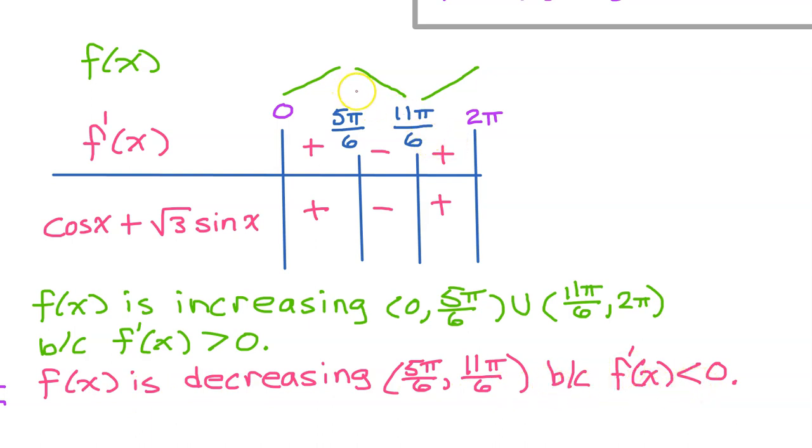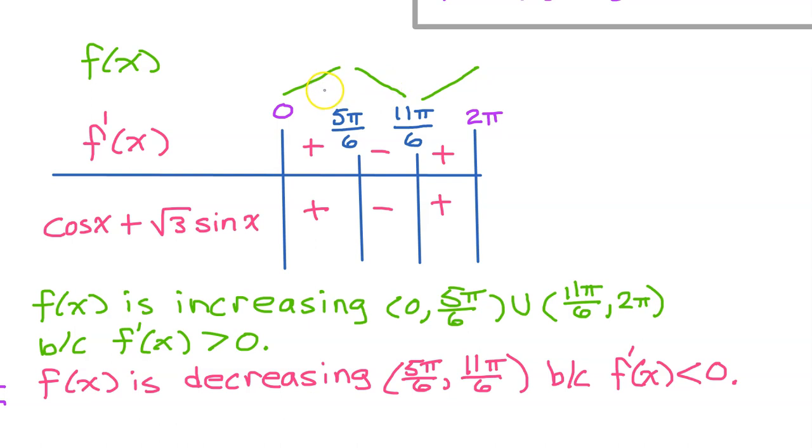But we can go further and talk about the relative extrema. Notice that before 5 pi over 6, f of x is increasing. After 5 pi over 6, f of x is decreasing.